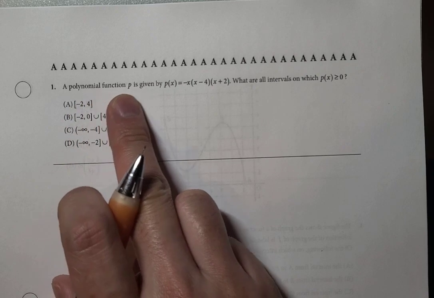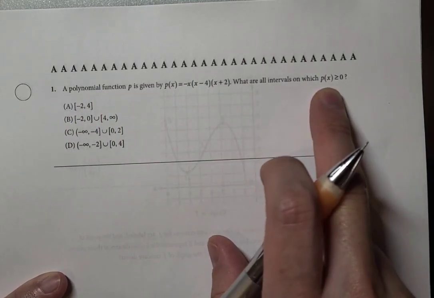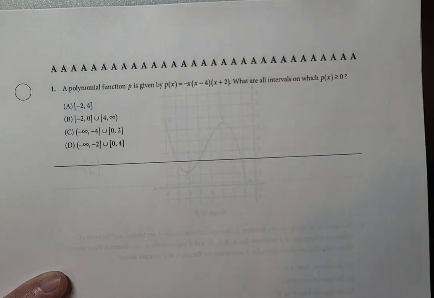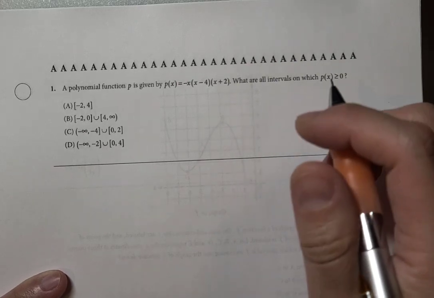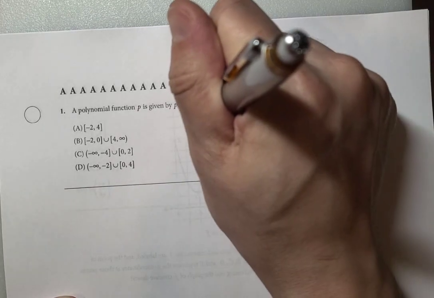A polynomial function p is given by this guy. What are all intervals on which p of x is greater than or equal to 0? Okay, so we are going to do the sign test here. In calculus, we're going to find the critical points. I don't know if that sounds familiar for you, but we want to find where p of x is equal to 0.